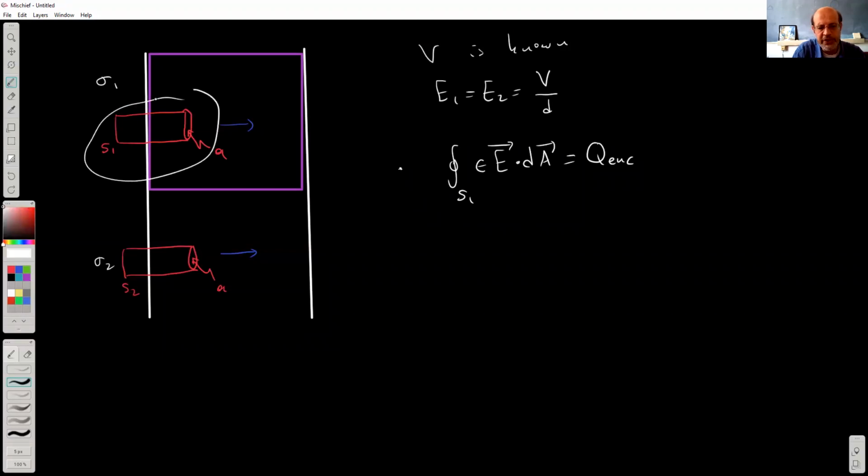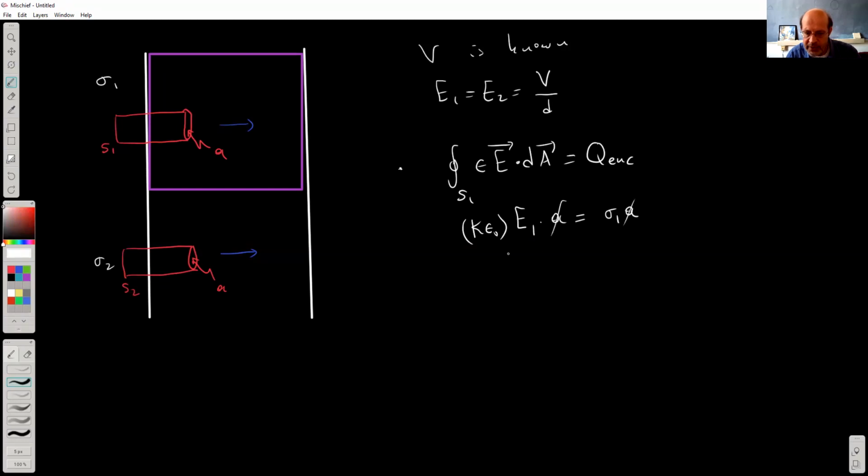So for this surface, the flux is coming only from this surface. So the permittivity is equal to K times epsilon 0. Electric field is E1. Area is little a. And the enclosed charge is sigma 1 times little a. And I know what E1 is. So this is K times epsilon 0 V divided by D, the first surface charge density.